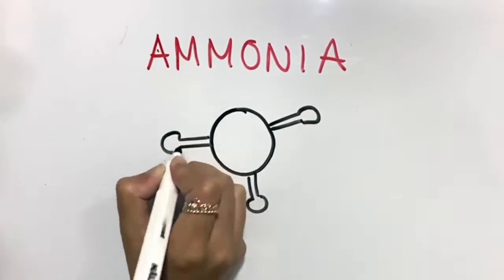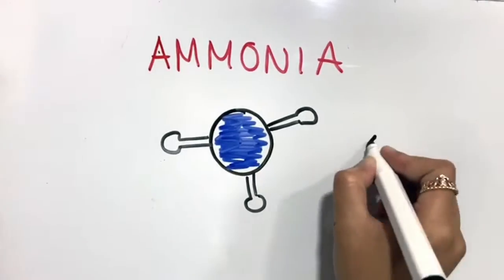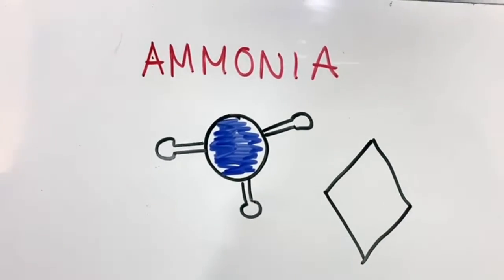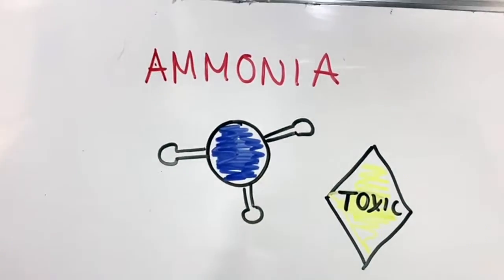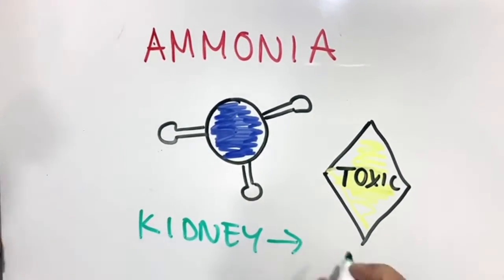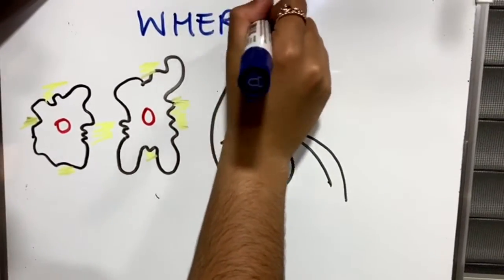So the urea cycle is a biochemical pathway in the body which converts the free ammonia into urea, which is comparatively non-toxic compared to ammonia. It is then transported to the kidneys and can be easily excreted by the body through urine. So where does the urea cycle take place?